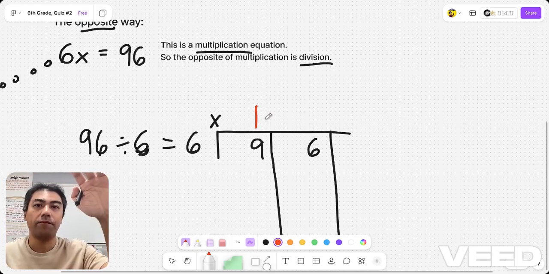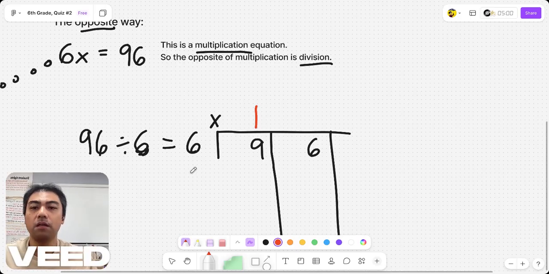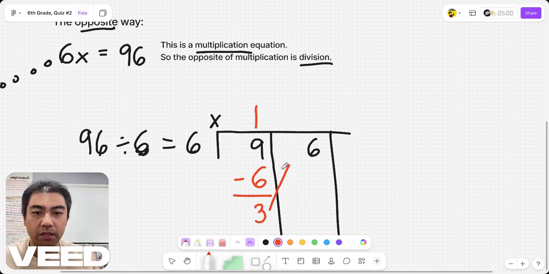Start from the top first, then go down. 6 times 1 is 6. In here, we do subtraction. 9 minus 6 is 3. We have a remainder, and we bring that over to the next column, making this 36.